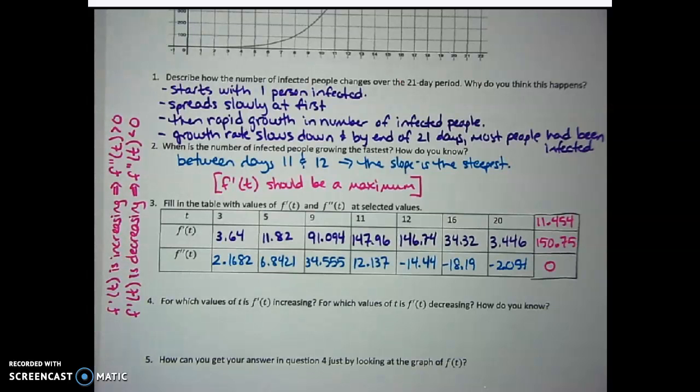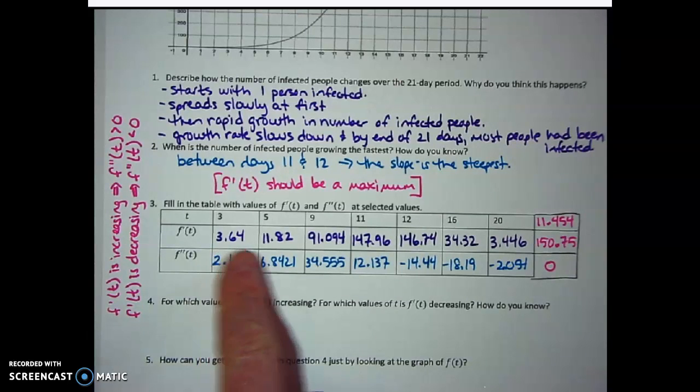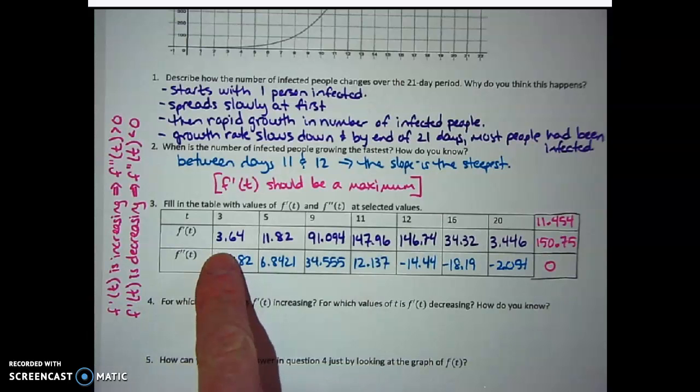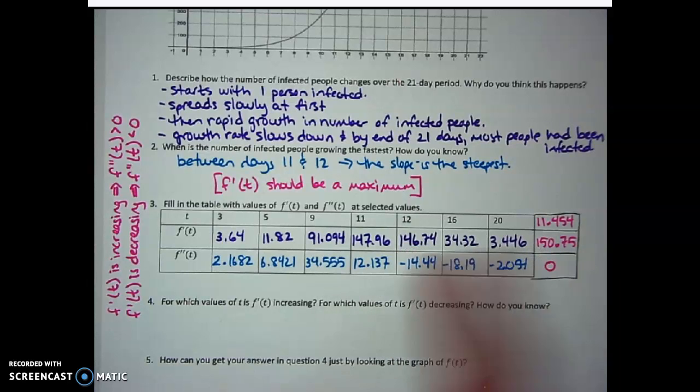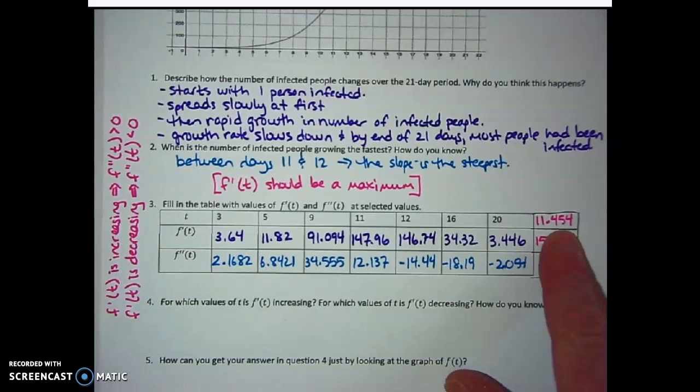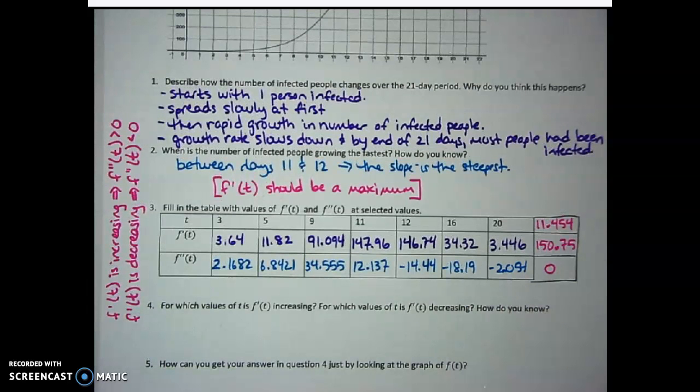We basically have already answered number 4. For which values of t is f prime increasing? Well, f prime is increasing from 0 all the way up to 11.454, and then f prime is decreasing. So from 11.454 to 21 days, it would be decreasing.